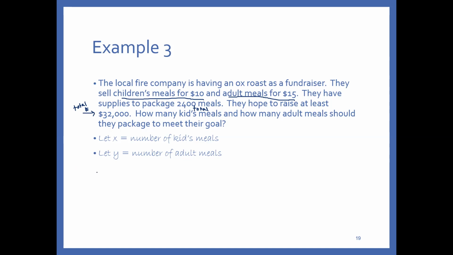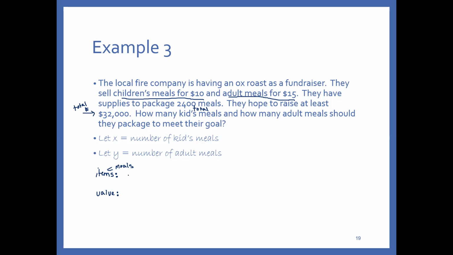So we've talked about as our strategy to have an items equation and to have a value equation. And this word problem really fits that strategy. So when we're thinking about items, the items that we're dealing with are meals. So they're selling so many meals. And we noted up here that it was 2,400 meals that they were selling.